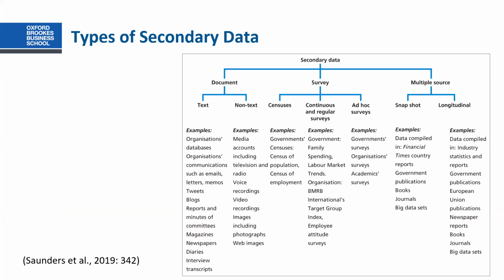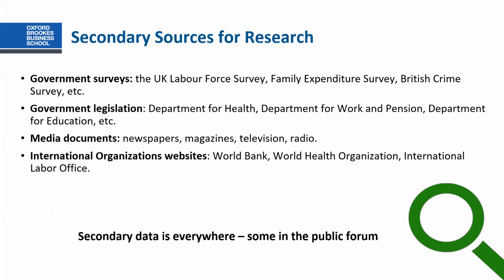So there are different types of secondary data which can be used in research, and you can go back and explore further within Saunders' book. So this includes, for example, government surveys, such as the UK Labour Force Survey, the Family Expenditure Survey, the British Crime Survey. Or there are others like government legislation reports, which state the policies and the guidelines. So for example, Department for Health, Department for Work and Pensions, or Department for Education.